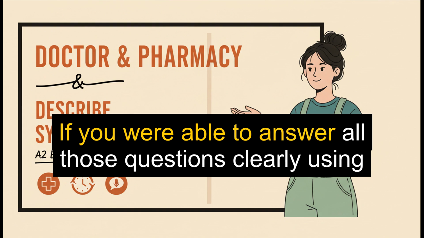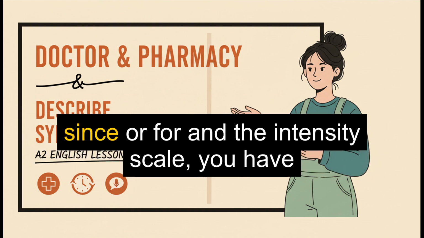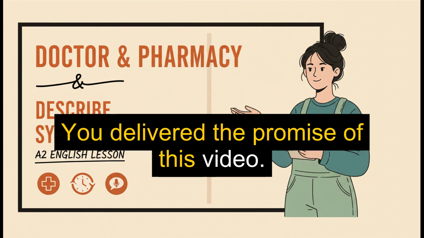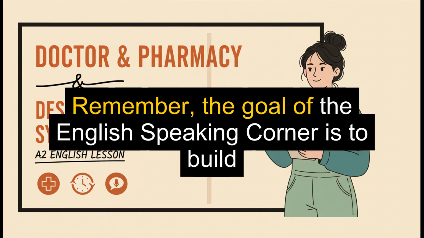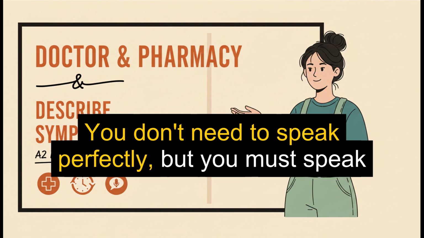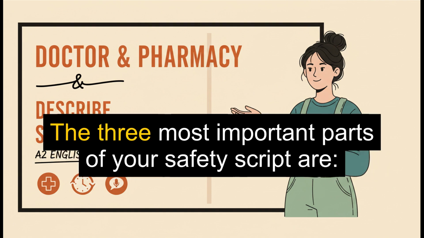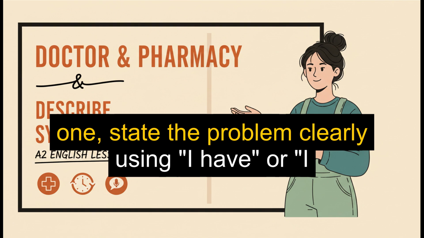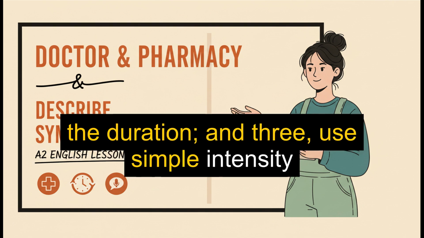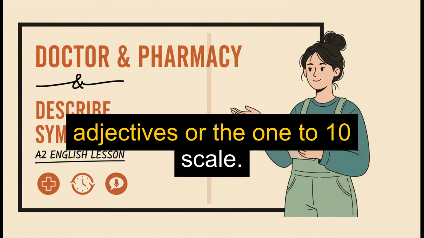If you were able to answer all those questions clearly using since or for and the intensity scale, you have mastered the basics of your medical safety script. You delivered the promise of this video. Remember, the goal of the English Speaking Corner is to build real confidence. You don't need to speak perfectly, but you must speak clearly. The 3 most important parts of your safety script are: 1. State the problem clearly using I have or I feel. 2. Use since or for to explain the duration. And 3. Use simple intensity adjectives or the 1 to 10 scale.